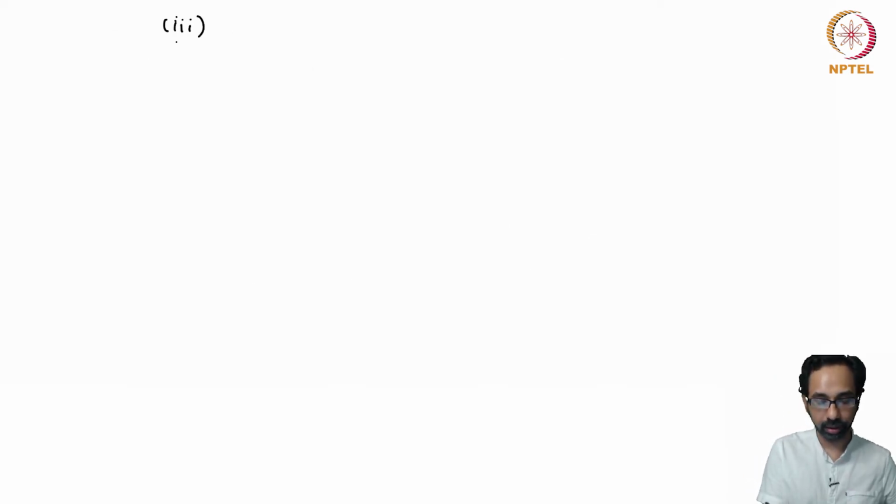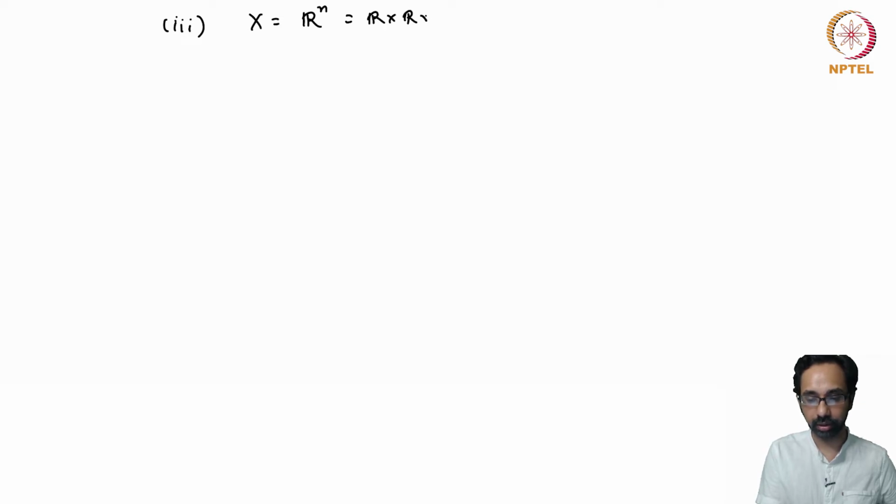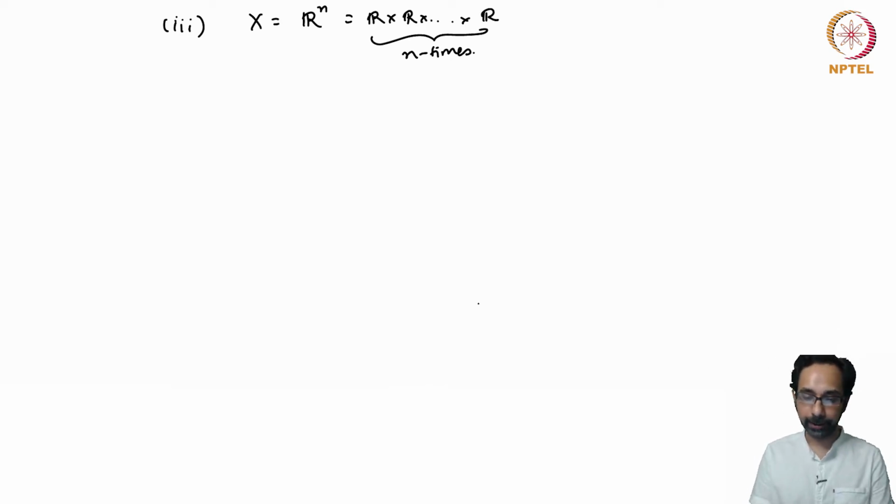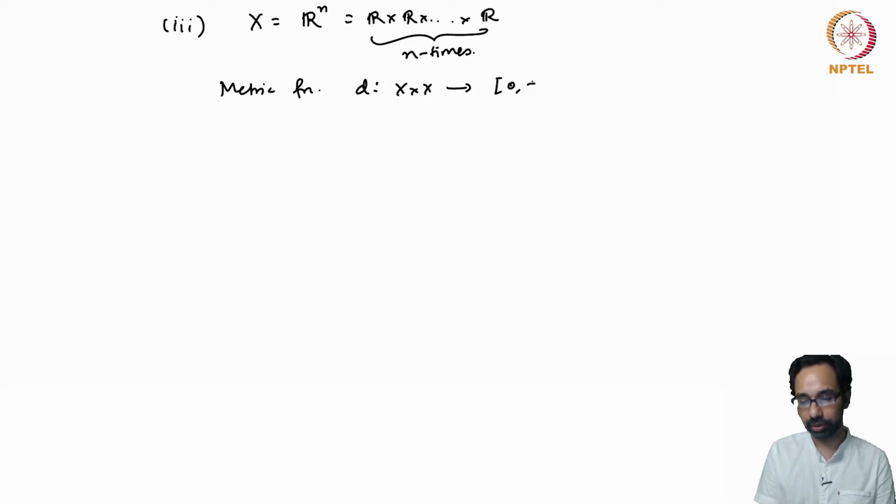Now yet another example is when X is the Cartesian product of n copies of R. So this is R cross R, n times, n copies of R here, n times Cartesian product. And here we define the distance, the metric function d from X cross X to the positive real line.